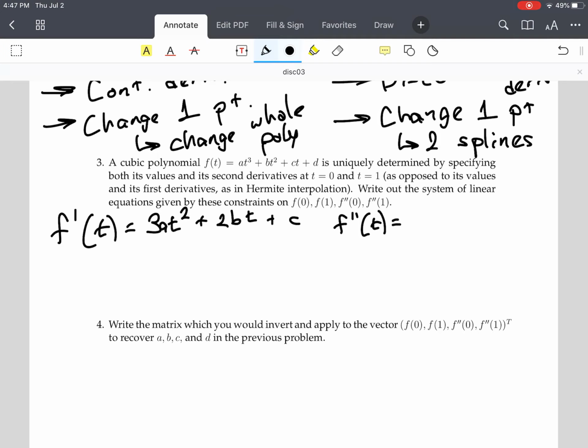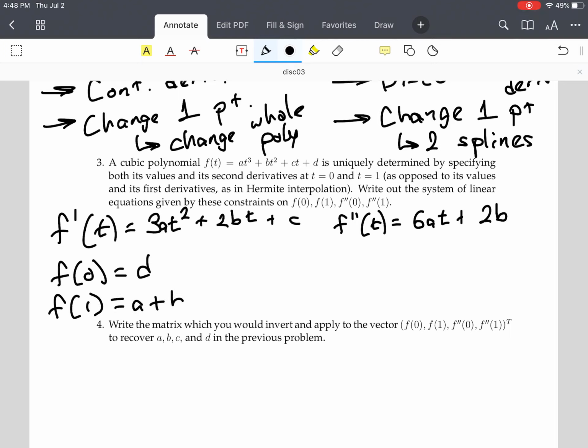So f prime of t is going to be 6at plus 2b, okay? So just simple derivatives. And then now we can just write it. So f of 0, just like we did above, we plug in 0, everything except for d goes away. So f of 0 is equal to d. Simple. F of 1, we plug in 1, all the t's disappear, it just becomes a plus b plus c plus d. Okay?